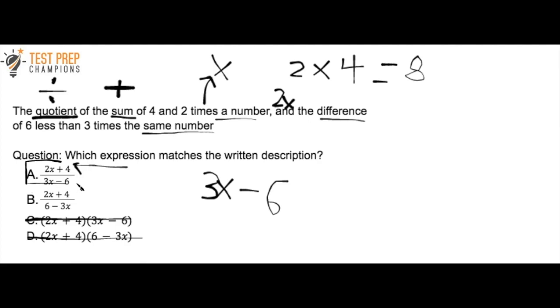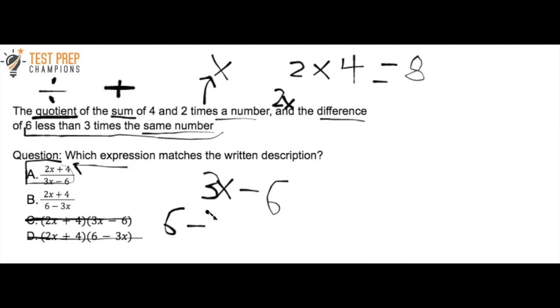If you got B, you were on the right track. If you got B, I'm guessing what you did was you got this part right here where it says 6 less than 3 times the same number. You probably misinterpreted or were a little bit confused about what 6 less than 3 times the number means. Because it seems like you would start with, it says 6 less than, so I can see why you would think you'd have to start by writing the 6.